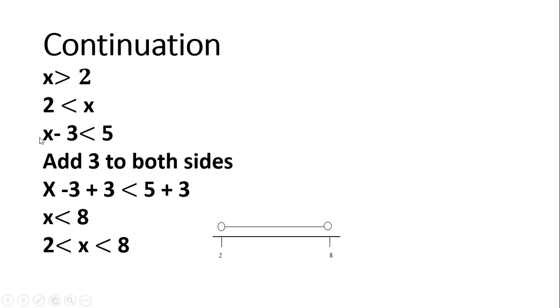So combining that, 2 less than x, x less than 8. Since x is not equal to 2, we are not shading it, and since it's also not equal to 8, we are not shading it. But because 2 is less than x, it means x is greater than it, so we have 3, 4, 5, and 8 also is greater than x, so we have 7, 6, and these are the range of values.